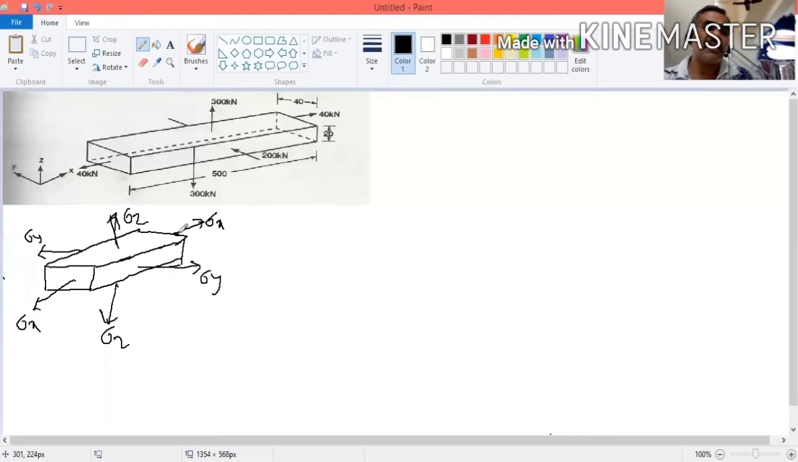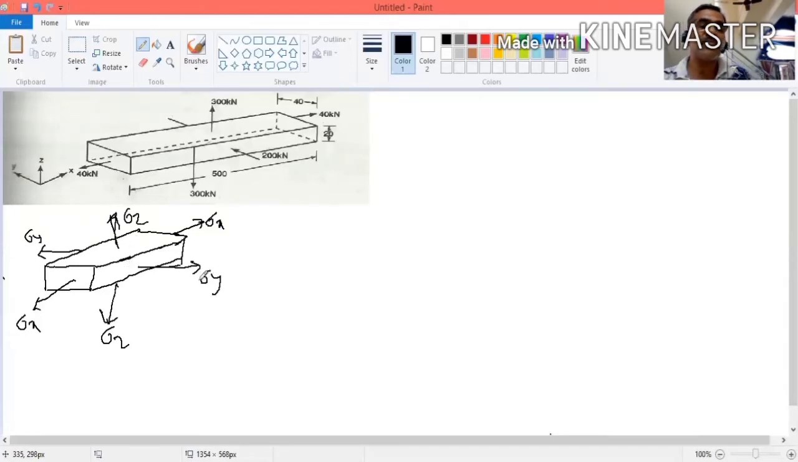Now, when the load or stress is acting along x direction, there will be three strains. What are they? When the load is acting along x direction, there will be a strain along x direction, a strain along y direction, and a strain along z direction. Three strains. Sigma x itself will produce three strains. Out of these three, the strain along x direction is linear strain. Strain along y direction and z direction are lateral strains. So linear strain is positive, lateral strain is negative.